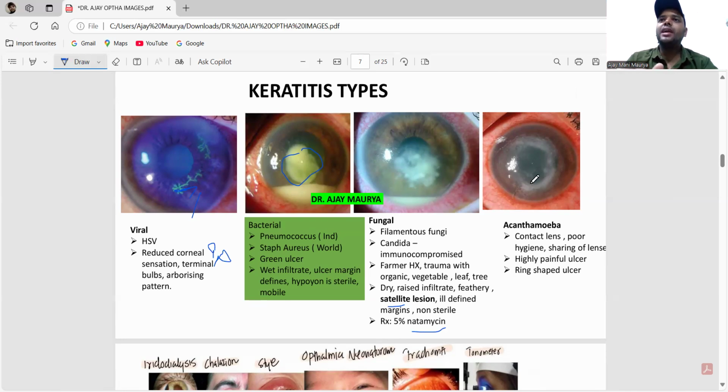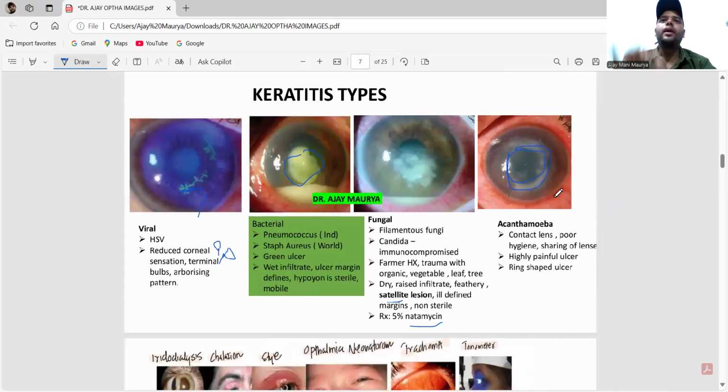Acanthamoeba, guys: you can see here there will be a ring formation, a ring-shaped ulcer. You have to remember this one. There is a history of contact lenses and poor hygiene. This is acanthamoeba.